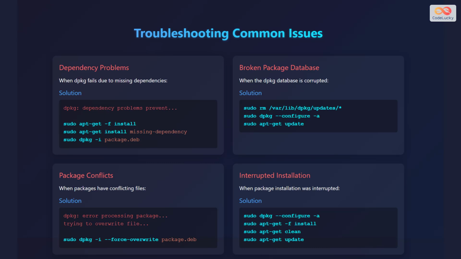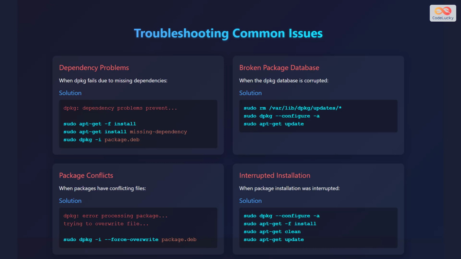If you encounter a broken package database, indicated by errors, you can fix it by running the following commands. First, sudo rm /var/lib/dpkg/updates/*. Second, sudo dpkg --configure -a. Third, sudo apt-get update.